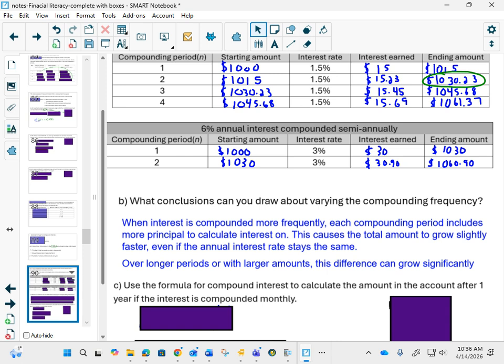You write that down. Yes. So if you have more compounding periods, what does it mean? Each period includes a little bit more principal to calculate interest. This causes the total amount to grow slightly faster, but not a ton. But over time, this could be significant. Like in a year, it didn't make a huge difference, but over 100 years, it would make quite a big difference. But again, the interest rate is the most important thing.